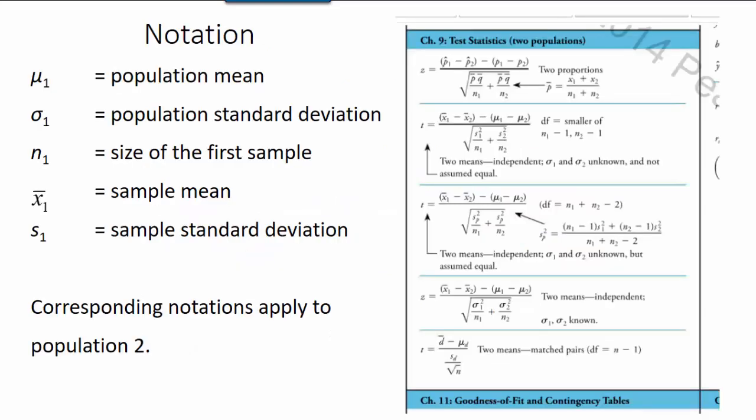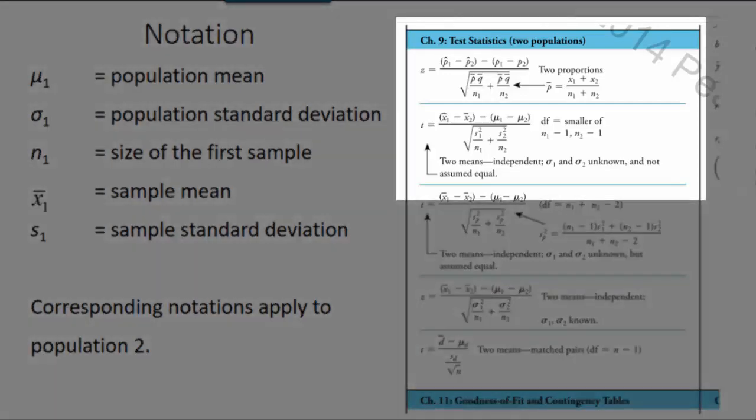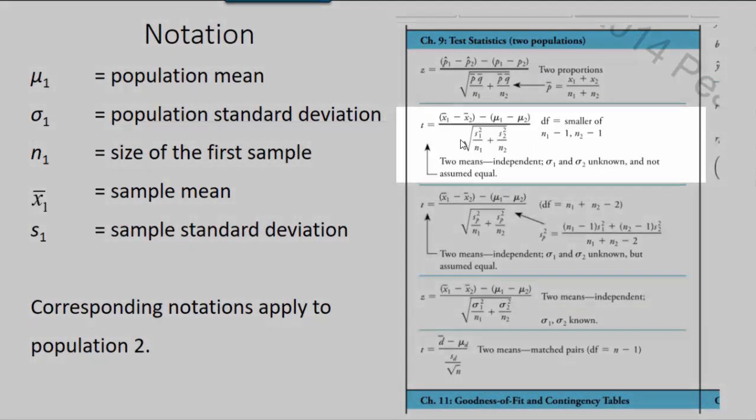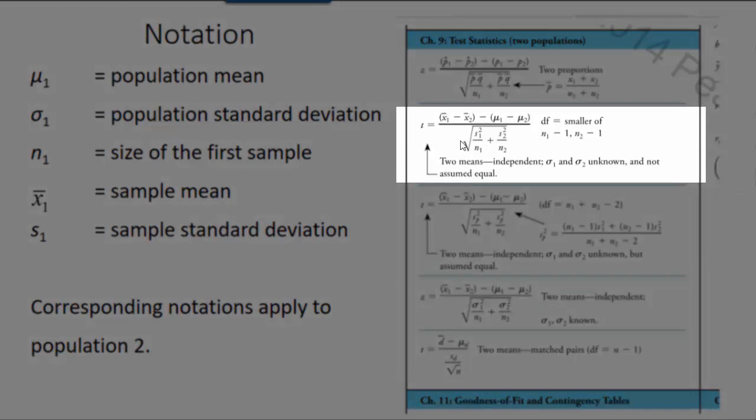Let's look at some of the notation and the formulas that you're going to use in this section. If you're looking on your formula sheet, you're going to look for the section from Chapter 9 that says Test Statistics for Two Populations. And you're going to see that we have a t-score here involving the difference of means. You're going to have a mean 1 and a mean 2, population mean and sample means, and you're subtracting them. And we are going to be looking at the formula that involves two means independent, and we're not assuming that they're equal. So that would be this section here.